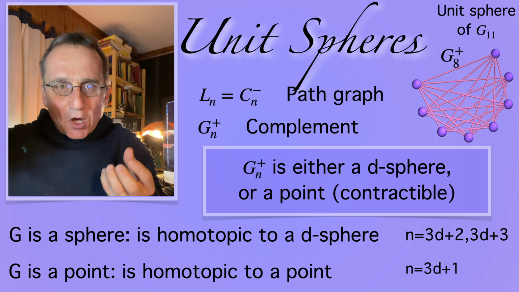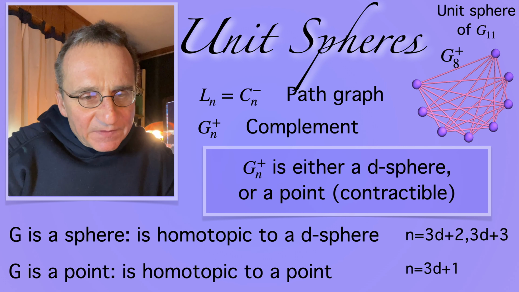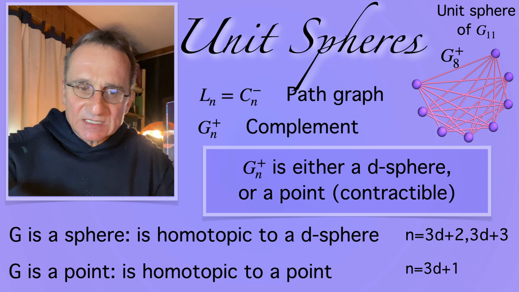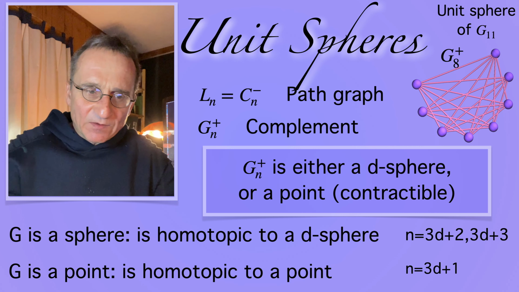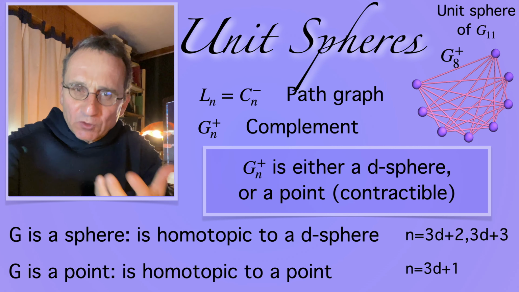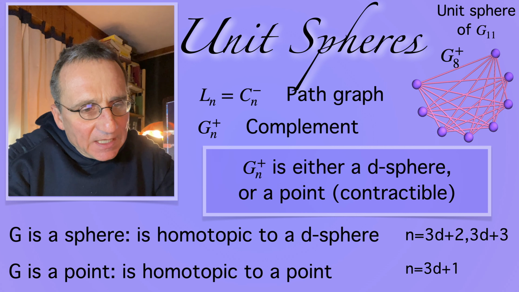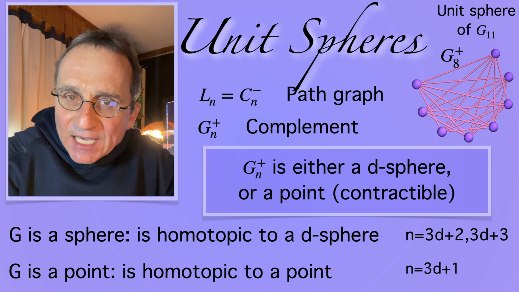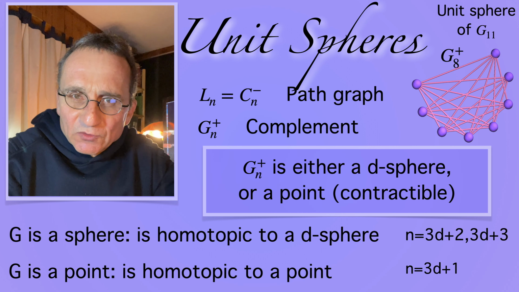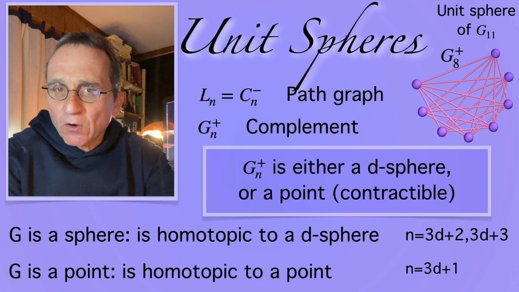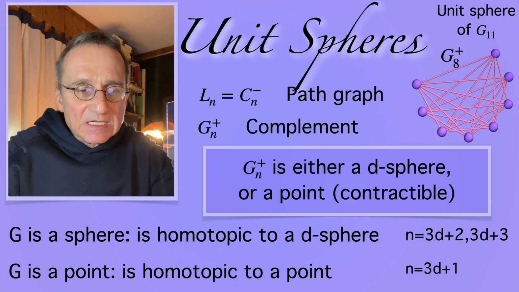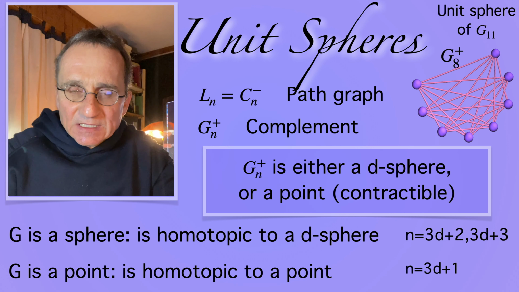The unit spheres are the complements of path graphs. So here we see from G11, the unit sphere is a G8 plus. So this is, we lose three points, the point and then the things which were connected, right? They are going away because they were connected afterwards. And in this case, what we have is spheres or contractible graphs, which I call points. So these are the cases.